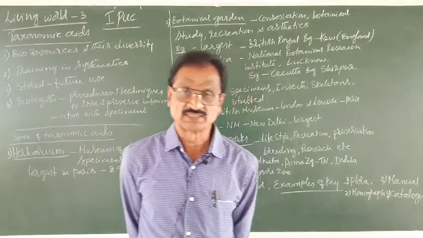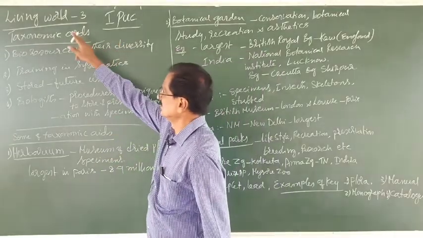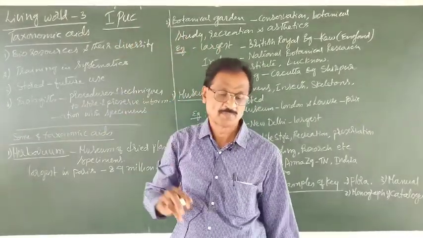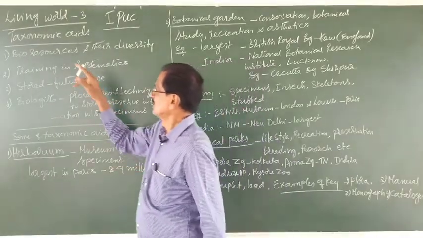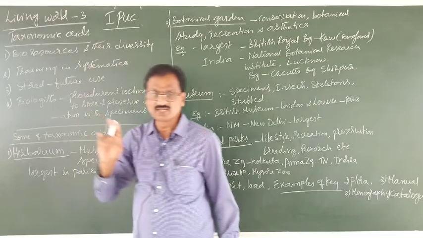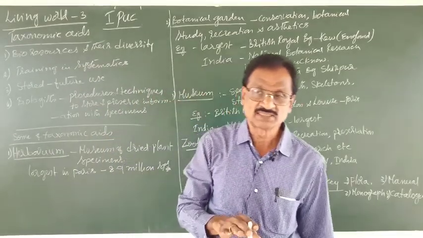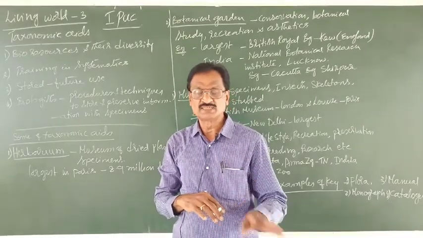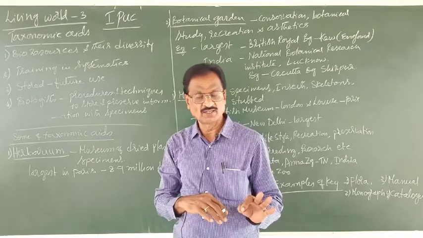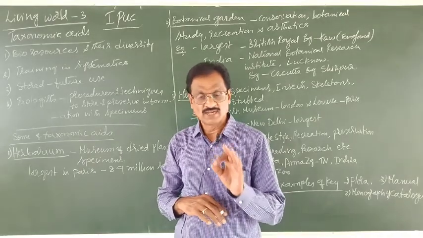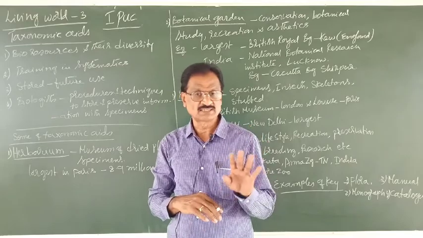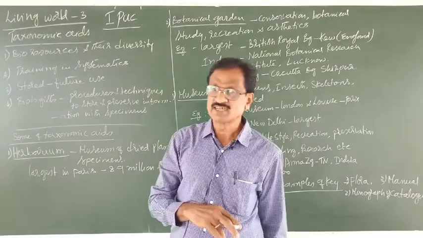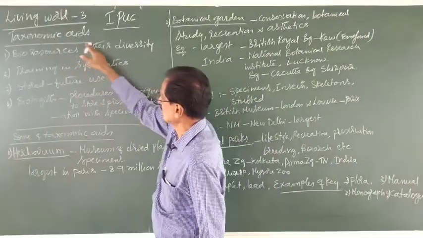Welcome to the fifth session with reference to the Living World Part 3 under first PUC syllabus. Today I am going to tell you about the taxonomic aids. In previous classes you have studied what is taxonomy, how it is done, what is the taxonomic hierarchy, and what may be the species, genus, kingdom, phylum, etc. Today, let us concentrate on taxonomic aids.